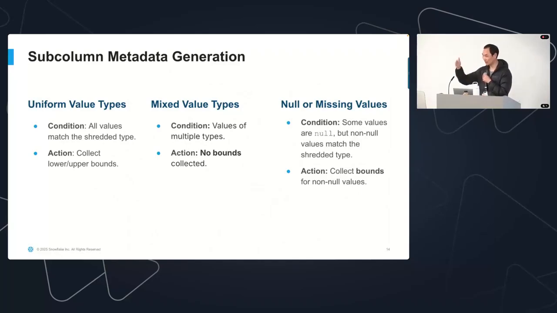You have to check the column, the data, and then see if you can promote to the types you need. Now, if some values are null or missing, we still collect that because that's still valid. We can still use that to do pruning or answer aggregate functions.